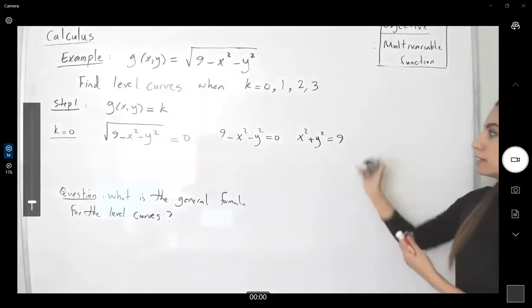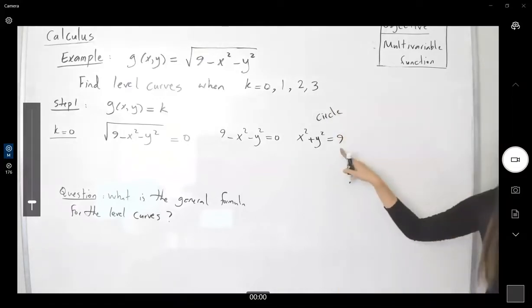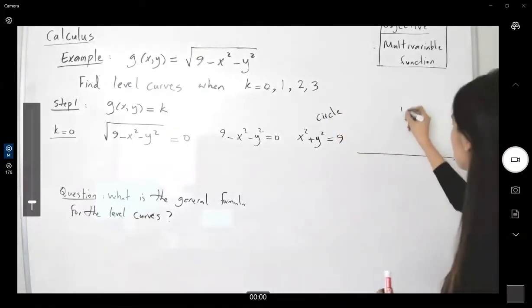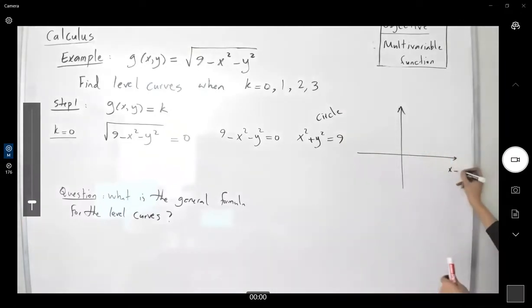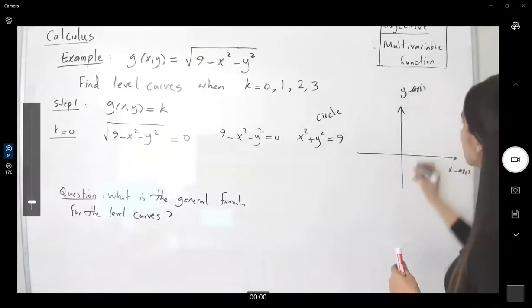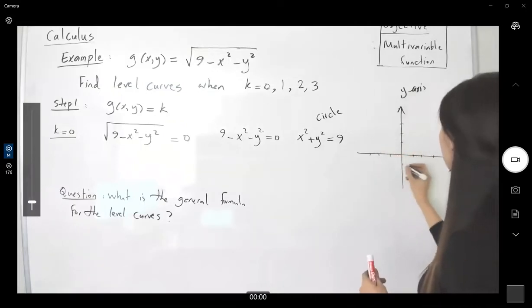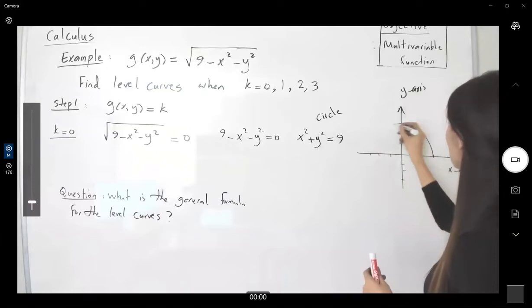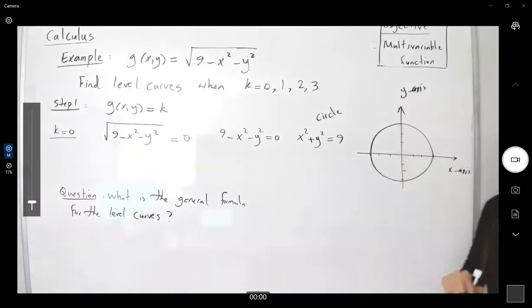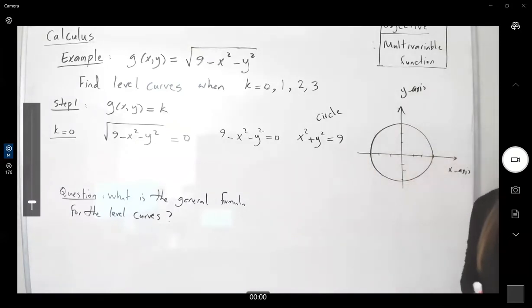What is this? This is just a circle. Circle with center at 0 and radius 3. Okay, perfect. Easy to graph. X-axis, y-axis. 1, 2, 3. 1, 2, 3. Here we go. So this is my first circle as the first level curve.